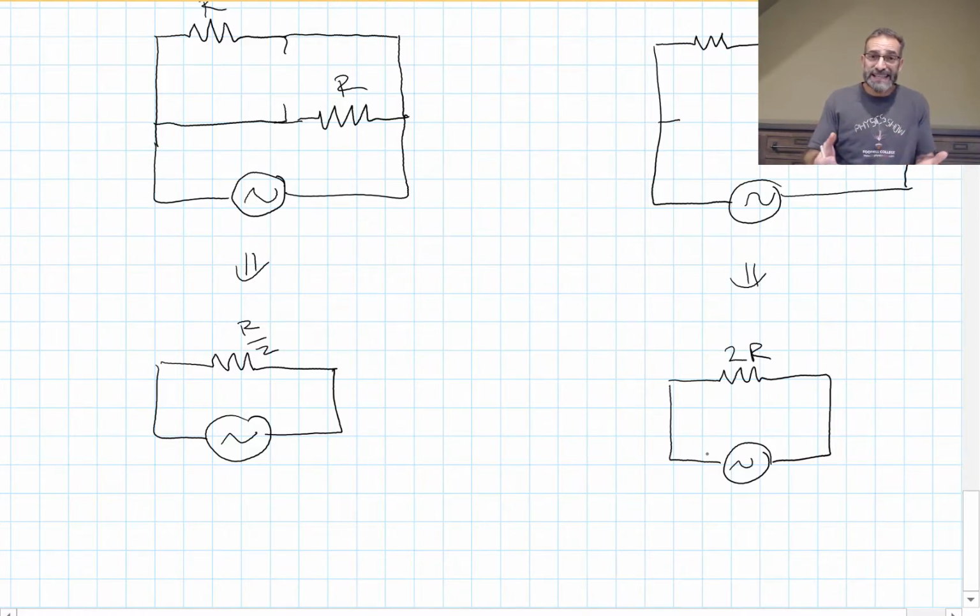Why is this advantageous? Because we can make filters now. We can make a circuit that looks like very low resistance to one frequency, but very high resistance to another frequency. And we can filter out noise in our signals.